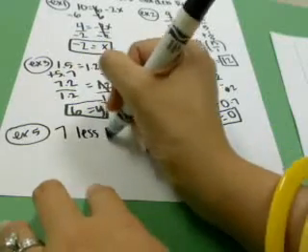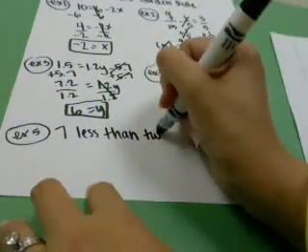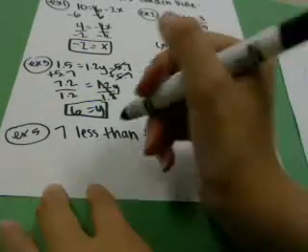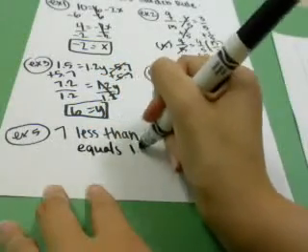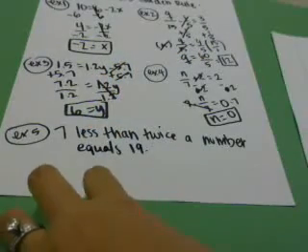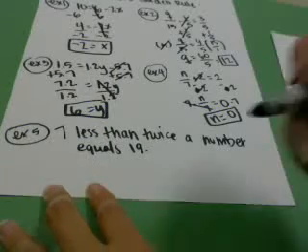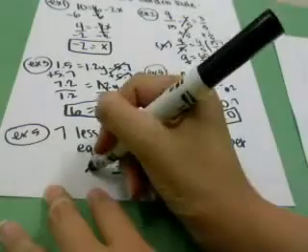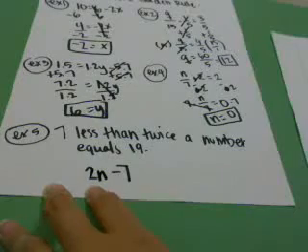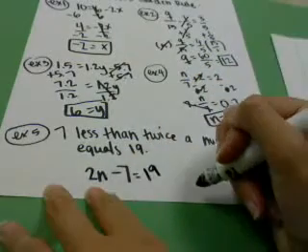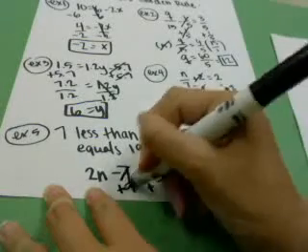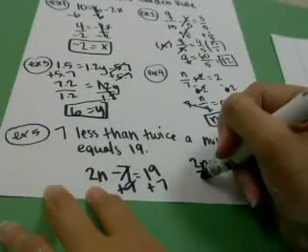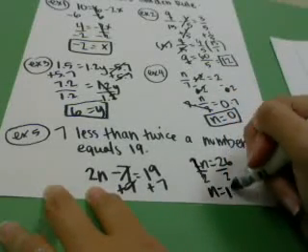So 7 less than twice a number. 7 less than twice a number equals 19. Okay, let's use the words to get an equation. 7 less than twice a number. Less than always means it comes second. So we have minus 7 from something. Twice a number would be 2 times the variable. So make the variable n, for example. 2n minus 7 equals 19. Then if I want to solve that, I'm going to add 7 to both sides. And 2n equals 26, because 19 plus 7 is 26. Divide both sides by 2, and n equals 13.